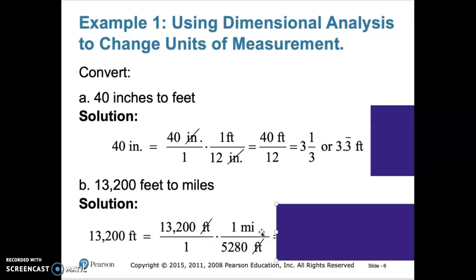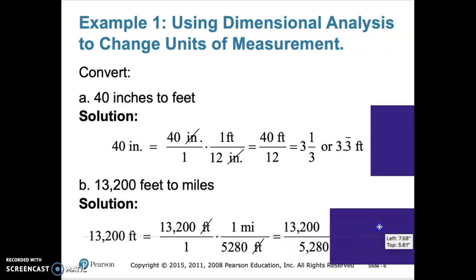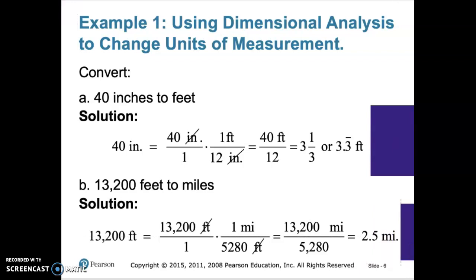Now I just have to do the math part. Well, 13,200 times 1 is 13,200. 1 times 5,280 is 5,280. So my unit of measure is going to be miles. So I'm going to have 13,200 on top, 5,280 on the bottom. And again, you can see those two can be reduced. So I'm going to reduce that to 2.5 miles. Okay, hopefully that makes sense.